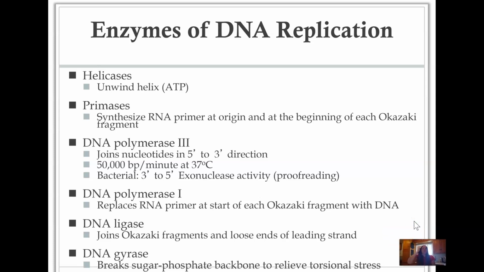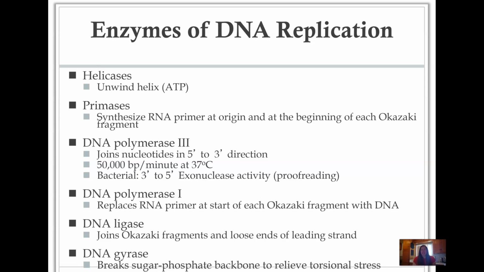Okay. So I'm not going to spend too much time on the various enzymes. I'll probably end up talking about them as I'm describing these mechanisms, but I do want to point out DNA polymerase 3 because this is the big one. This is the enzyme that really does the majority of the work, even though this is a team effort.